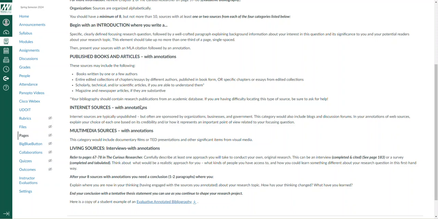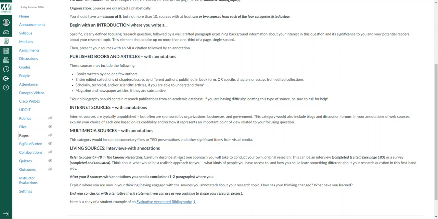I want to emphasize at this time, if you are doing an interview or a survey, to meet the 8 source minimum for the annotated. It must be completed. So please, you have this week to get your interviews in. Probably the most efficient way to do a survey is through Google Forms. You can send that out via social media, email, however you choose to do that.